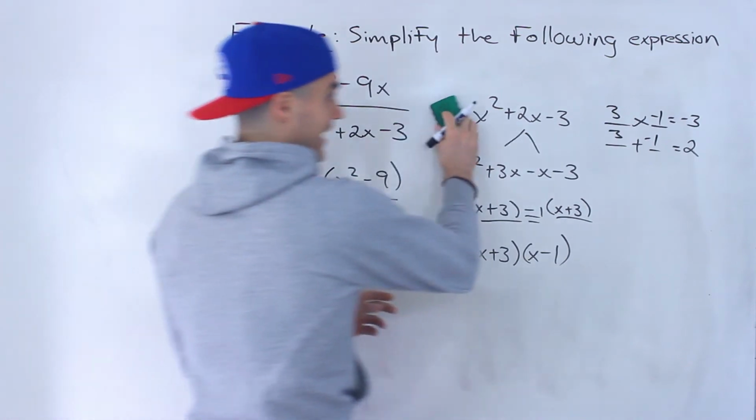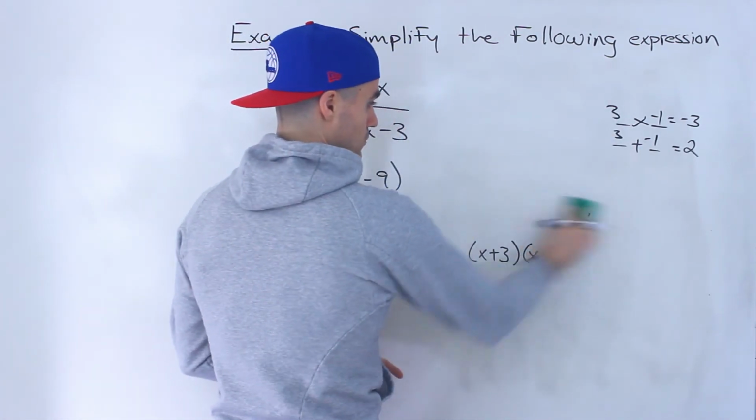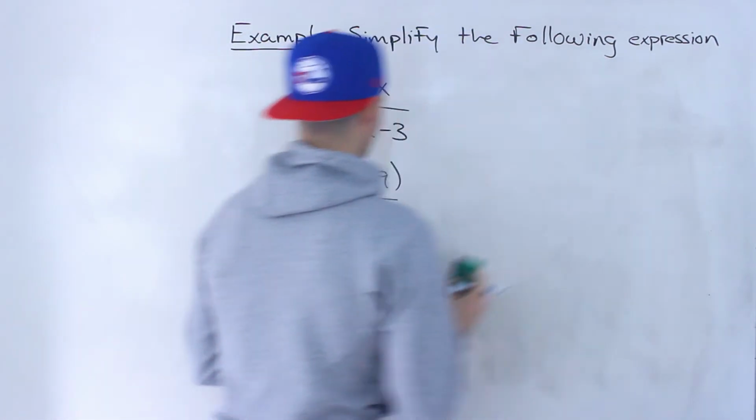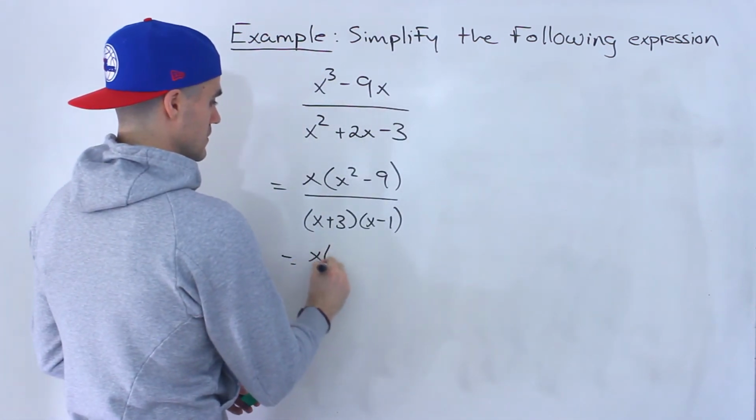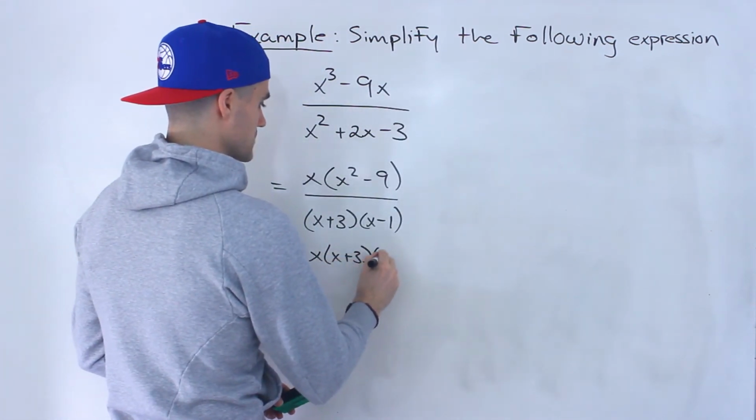The x squared minus 9, that's a difference of squares, notice. So that would factor into x plus 3 times x minus 3.